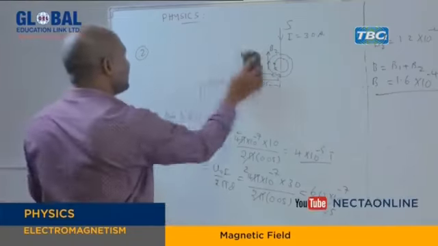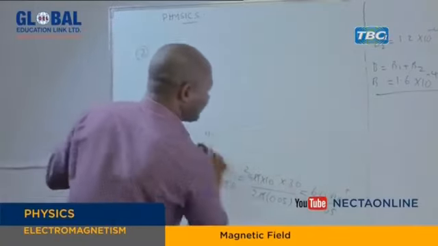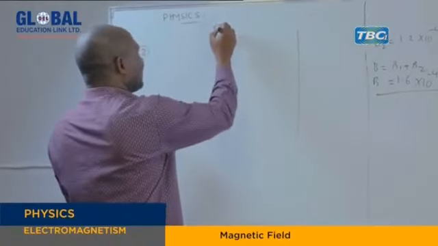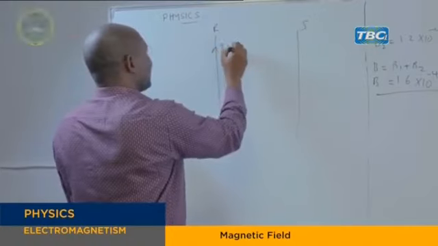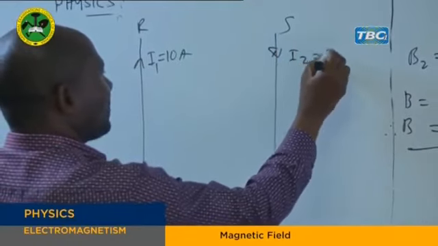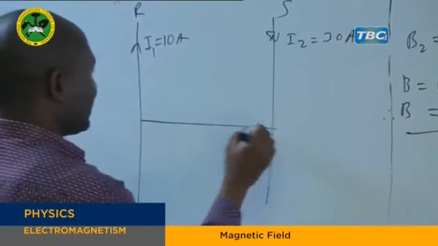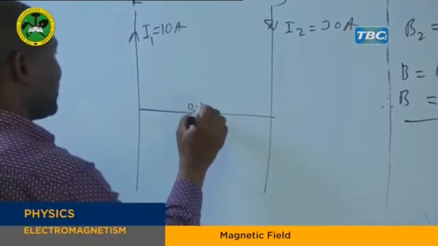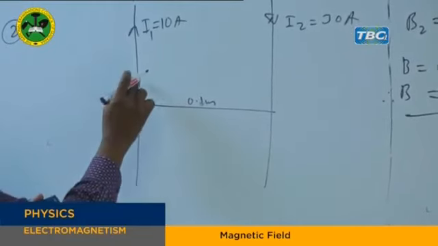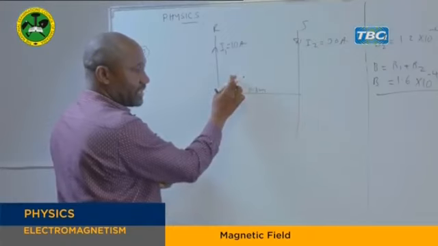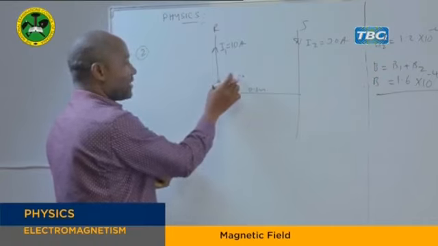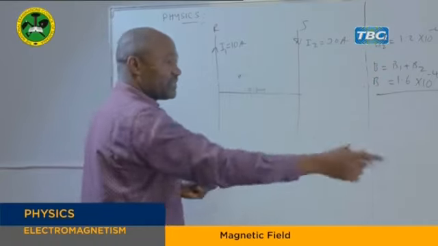Let's find where is that P. Diagrams. This is S. This is R, S. As usual, this is I1, 10 ampere. This is I2, 30 ampere. The distance, as usual, 0.1 meter. Where is 0.05 from R? 0.05 from R may be here. Let's check. And then 0.15 from S. If this is our point, 0.05 from R, that distance from here to S is going to be 0.15.